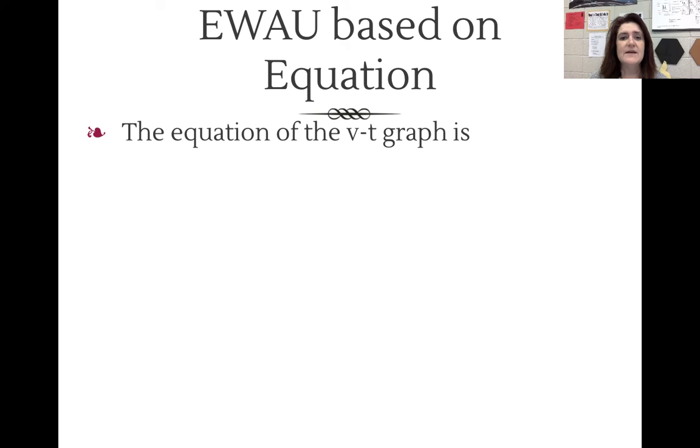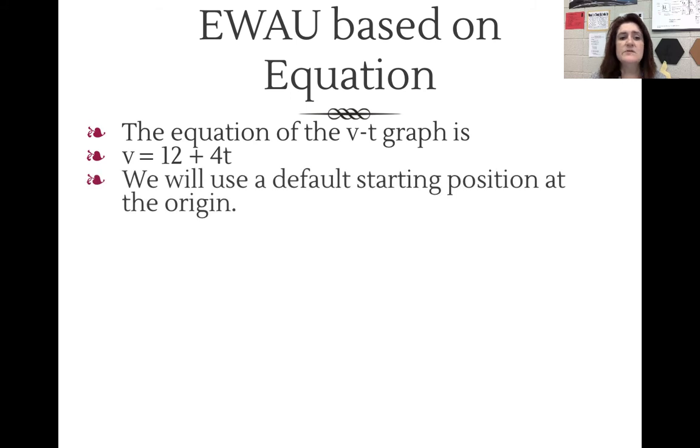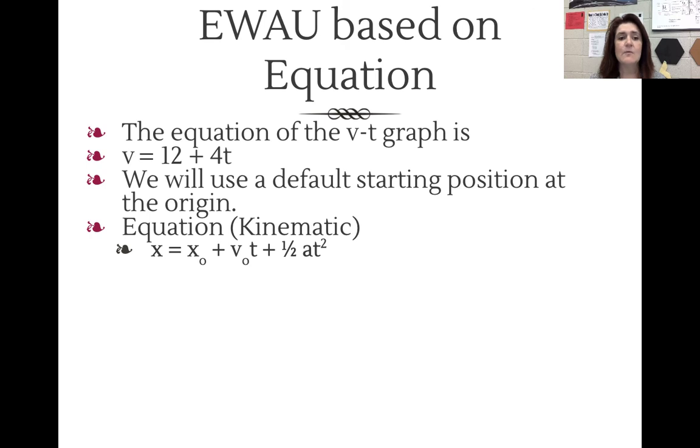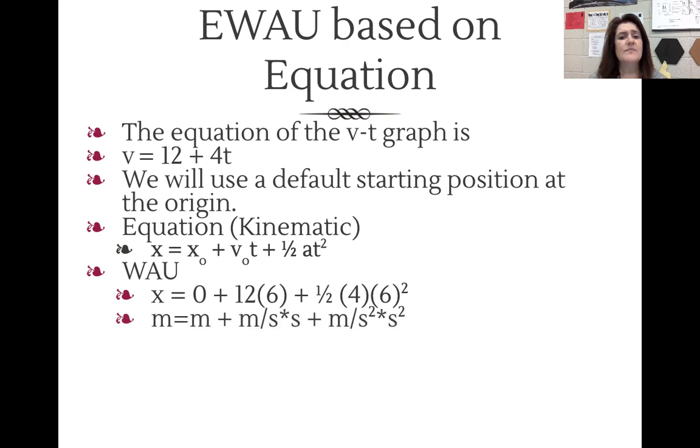Now, if you do that same problem based on the equations, the equation of that line is 12 plus 4t. We'll use a default position of 0. The equation is kinematic 2. Plugging in the values that we know, where V naught is 12, A is 4, and time is given as 6 seconds, then we can find 144 meters to be the displacement.